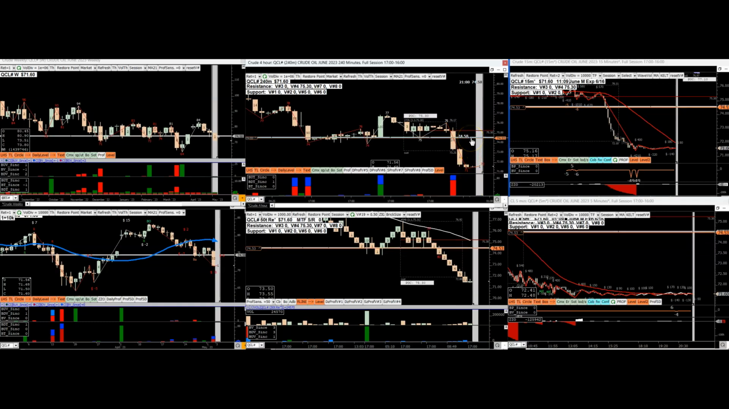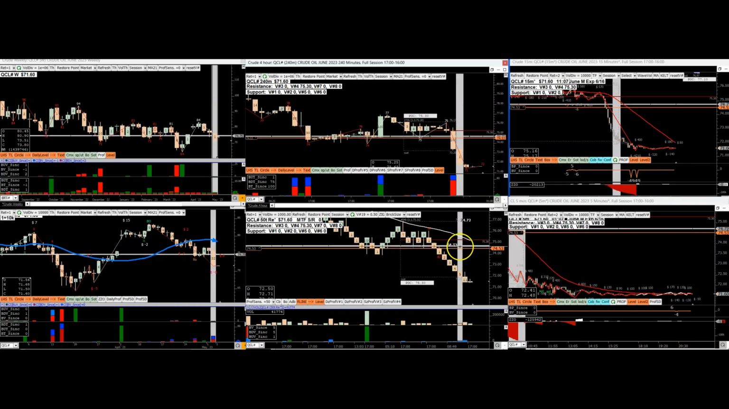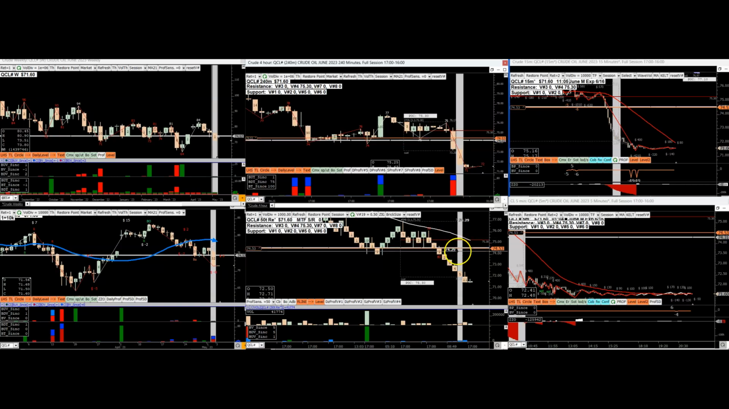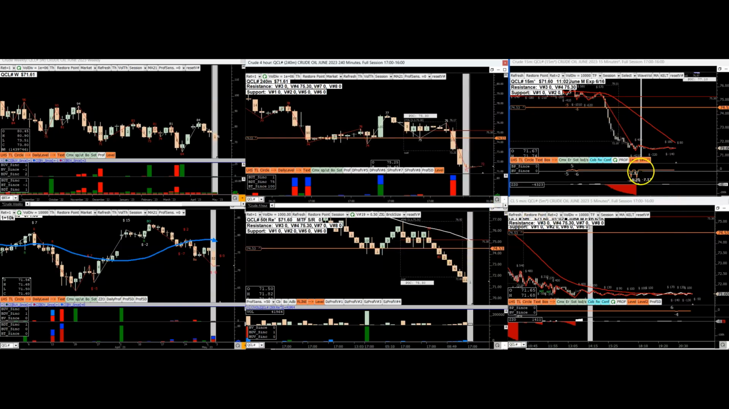So at least I view it that way. And then it goes up to that 75 area. So we'll take a look for the short there on crude.